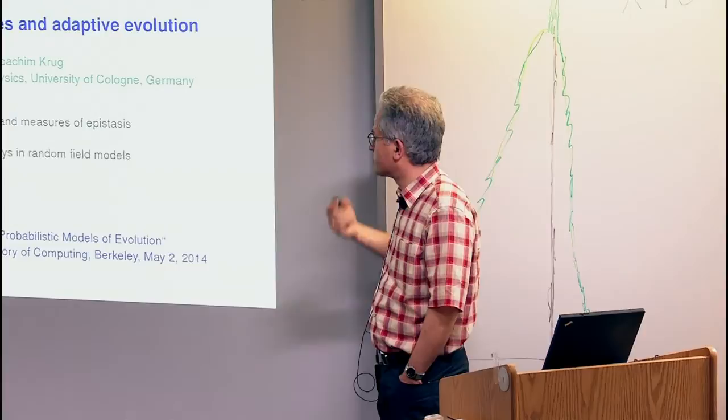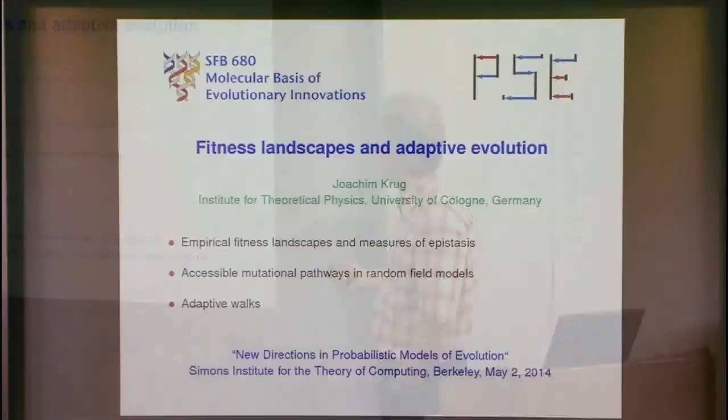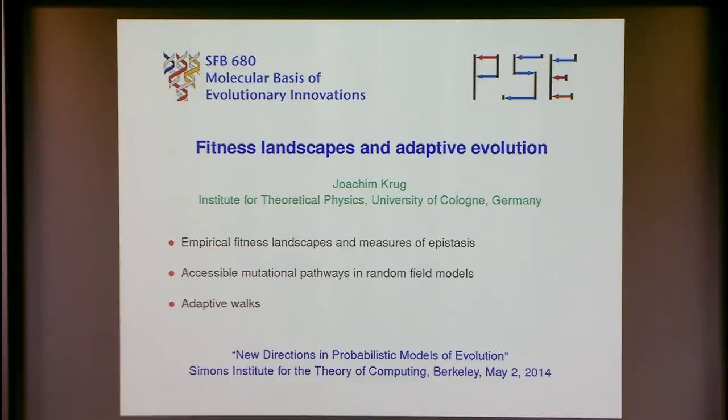This is work that has been funded by the German Science Foundation within two collaborative projects, one based in biology and the other one, which is perhaps more interesting in this context, called Probabilistic Structures in Evolution, and it's actually funded by the mathematics section of the DFG.